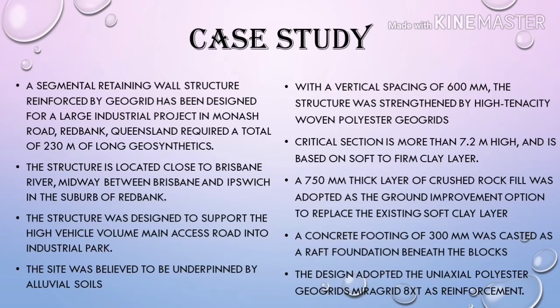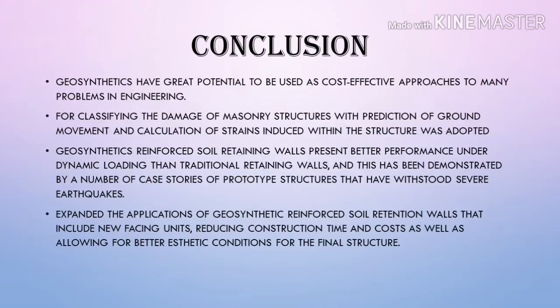In addition, a concrete footing of 300 millimeters was cast as a rough foundation beneath the blocks. And for this design, they adopted the uniaxial polyester geogrid Miragrid 8XT as the reinforcement.